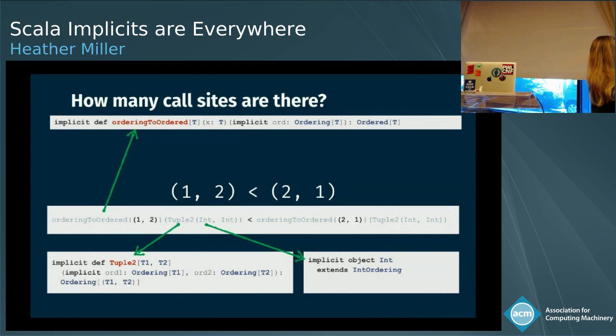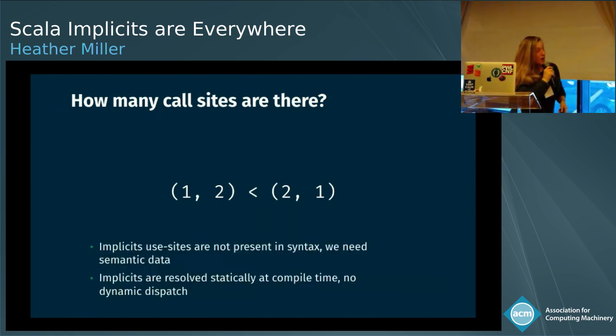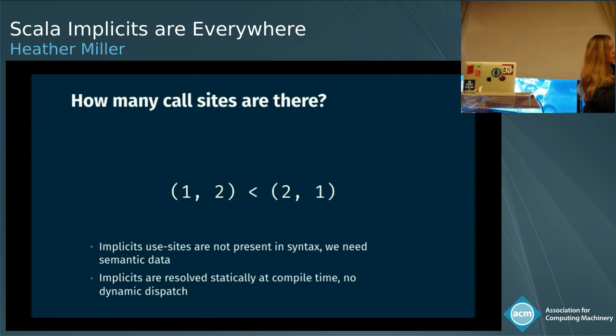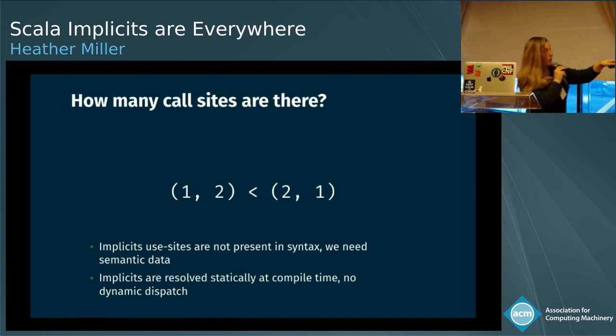So if you want to break down this example from the previous slide, you have this ordering to ordered implicit conversion, and then you have these implicit defs on this tuple 2, and then you have this implicit int object, and all of this is how you construct this example. What's important to note, doesn't matter to get into a lot of detail, is that you can't just look around syntactically in the code, just grep around.